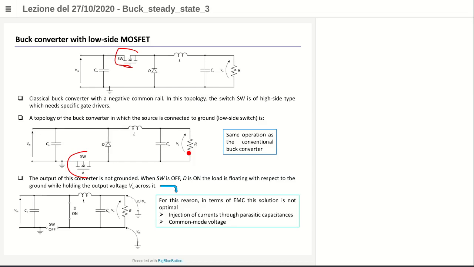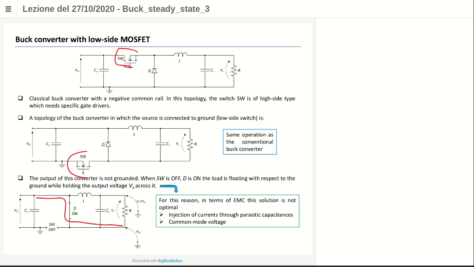Sometimes you have by specification that your output voltage should be provided to a load which has some node that must be connected to the ground. In this configuration, this is not possible. As you can see here, when the switch is on, so it acts like a short circuit, then the load is connected to ground. But when the switch is off and the diode is on, the same terminal of the load that previously was connected to ground is now connected to Vin.